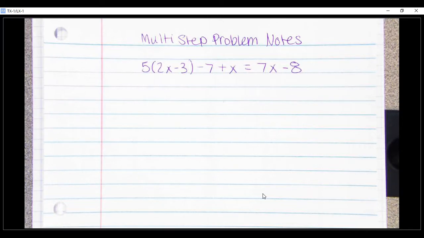Hi everyone. Today we're going to be talking about multi-step problems. Now remember when I said how every skill that we learn will come back in some way? Well, this is one of those cases. Multi-step problems combine many things that we've learned into one problem.